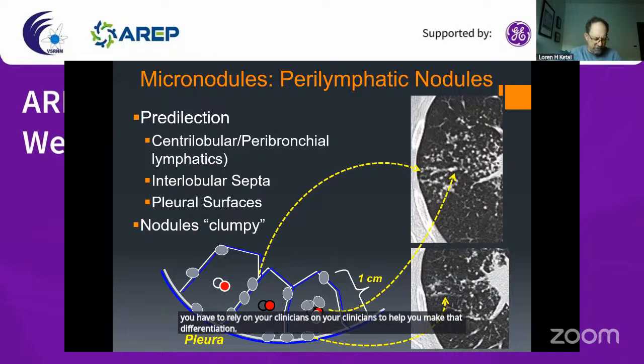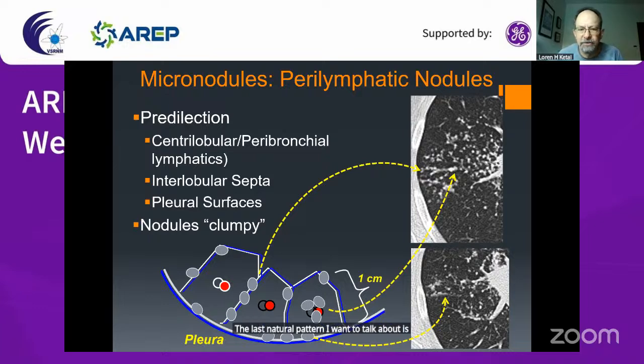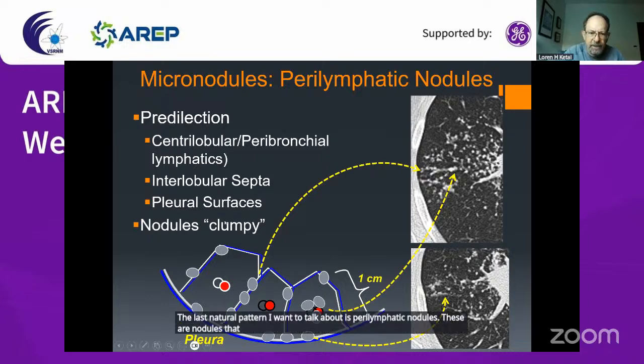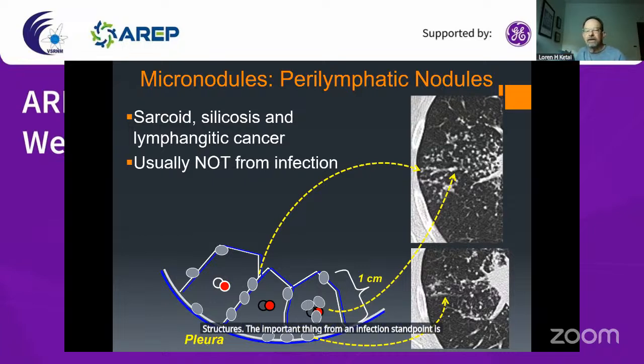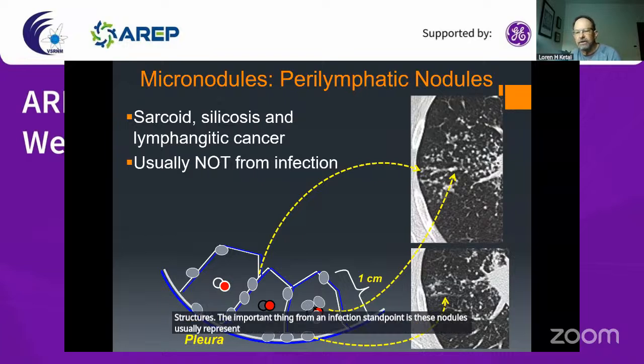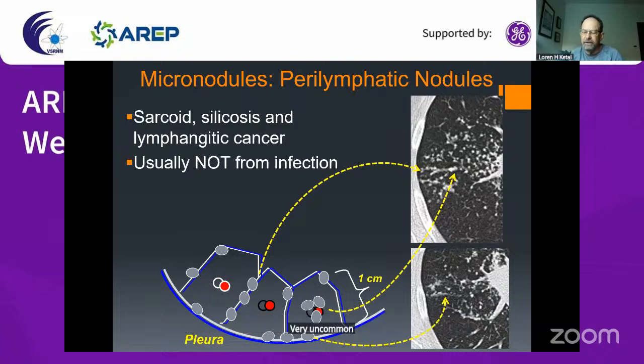The last nodule pattern I want to talk about is perilymphatic nodules. These are nodules that preferentially like the interlobular septum and the central lobular and the bronchovascular bundle, because that's where lymphatics live. And on CT, these nodules tend to be clumpy and cluster along bronchovascular structures. The important thing from an infection standpoint is these nodules usually represent sarcoid, silicosis or lymphangitic carcinoma. Very uncommon for these to be infection. So if you're confident you're looking at perilymphatic nodules, the likelihood of infection drops quite low.